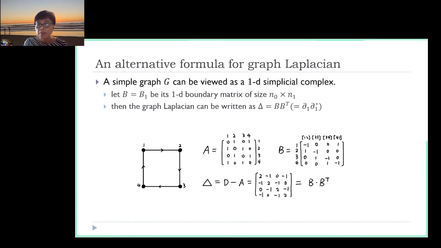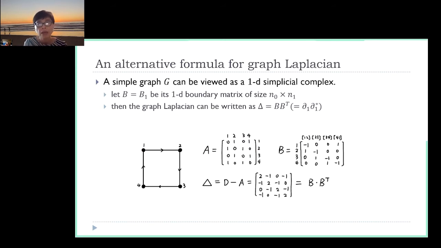So this is the combinatorial graph Laplace for the unweighted case. One can easily modify the definition to handle weights. We'll come back to the weighted case later. There is an alternative way to view the graph Laplace operator, more from a topological point of view. We can also view a simple graph G as a one-dimensional simplicial complex with 0-simplices and 1-simplices.